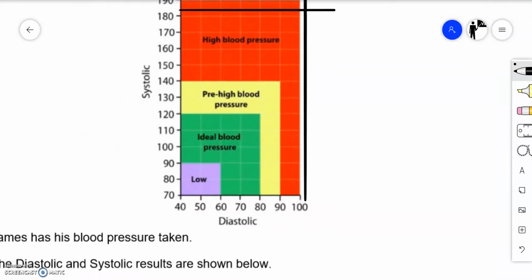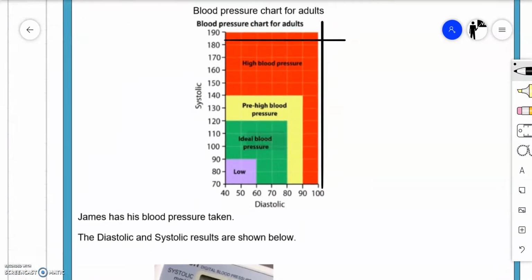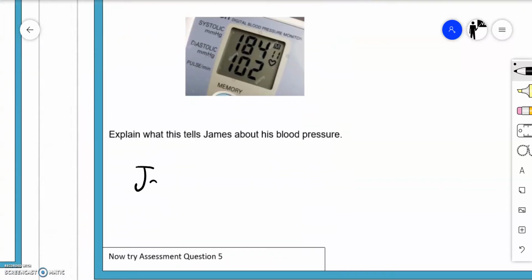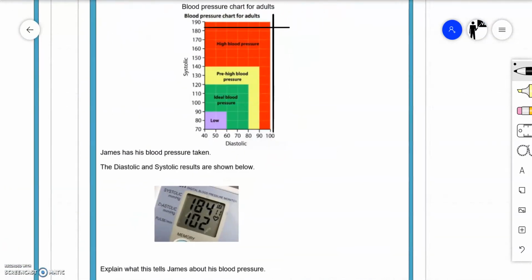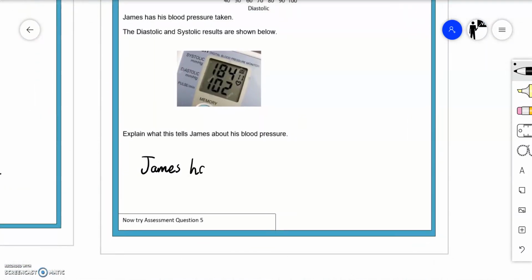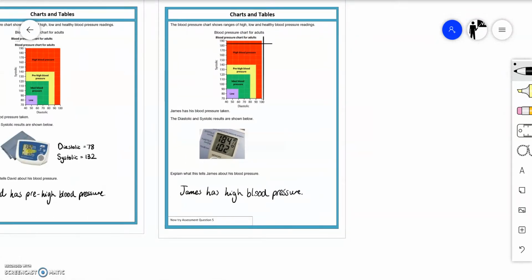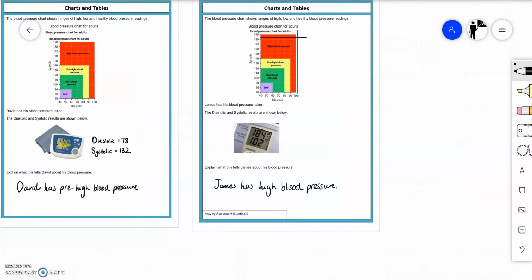James's blood pressure is so high he's off the chart. So we would say that James has a high blood pressure. Okay, so you need to interpret it. Sometimes you need to read it off a scale, and then you need to find the relevant place where it crosses over, and then state what region that is.